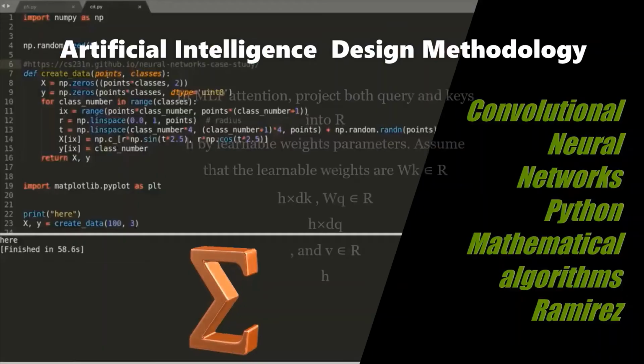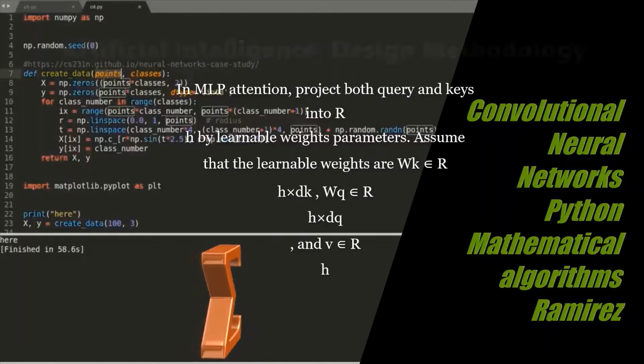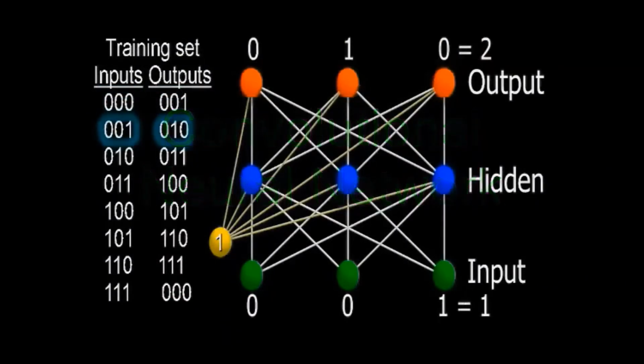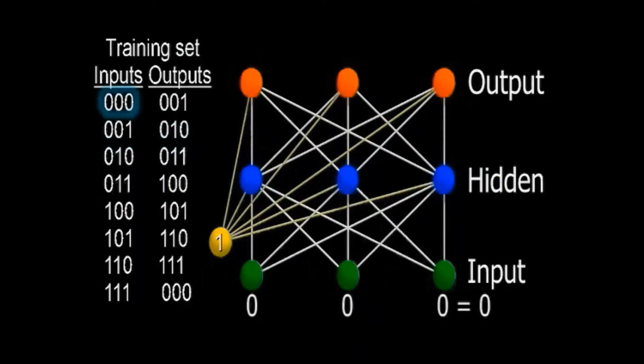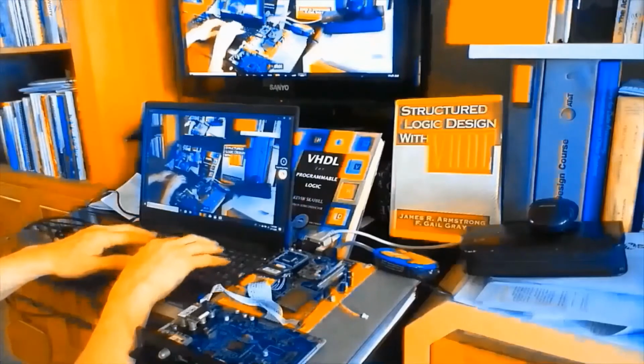The artificial intelligence, deep learning, machine learning design methodology consists of implementing and integrating linear neural networks, multi-layer perceptrons, deep learning computation.